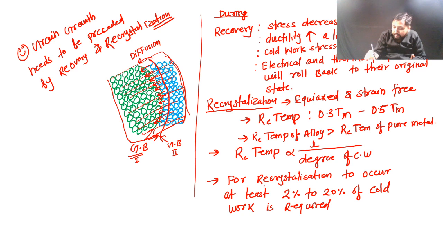For recrystallization to happen, at least 2% to 20% of cold work is required. Now, how much cold work is required? That will depend on the type of material. For example, steel gets strain hardened very easily, but strain hardening is not that easy for aluminium. So no doubt, aluminium's recrystallization rate will be less if you cold work it, right? You will have to do more cold work to induce cold work stresses into it. On steel, even if you do a lesser amount of cold work, stresses will be induced into it.